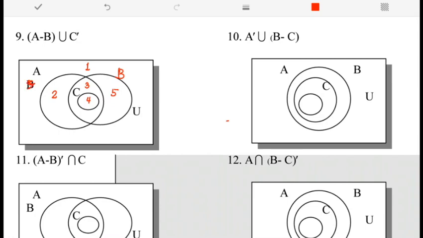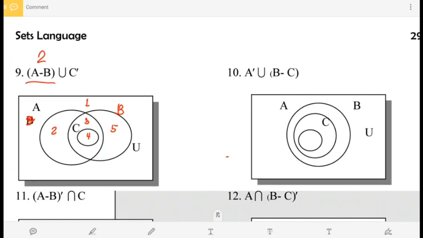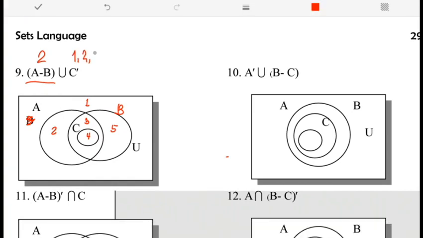Now you have to do A minus B first. Your A is the circle on the left and B is on the right. You remove that part, so the remaining will be section 2. Now, not C is everything outside 4, so that is 1, 2, 3, and 5. Then you find the union of these three, so the answer will be sections 1, 2, 3, and 5.